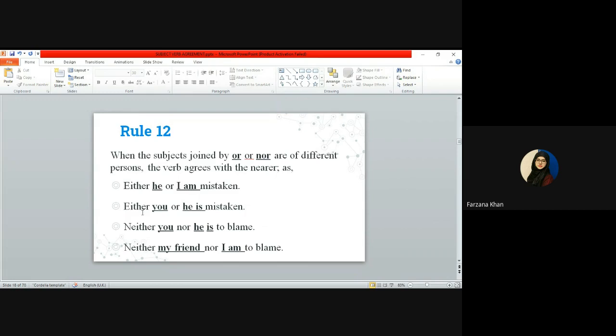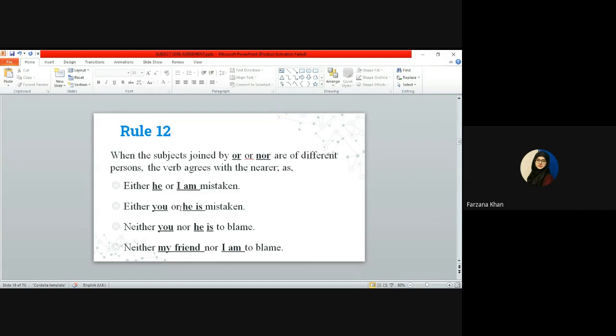The next example, next sentence: Either you or he is mistaken. Here you can see "you", which is a second person personal pronoun, and "he" is a third person personal pronoun. You require "are", but he requires "is". Why we have used "is" here is because the nearer subject is "he".